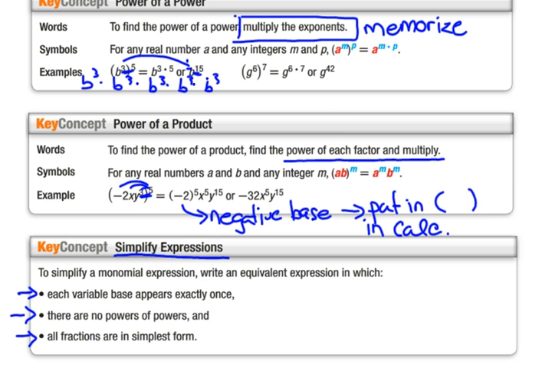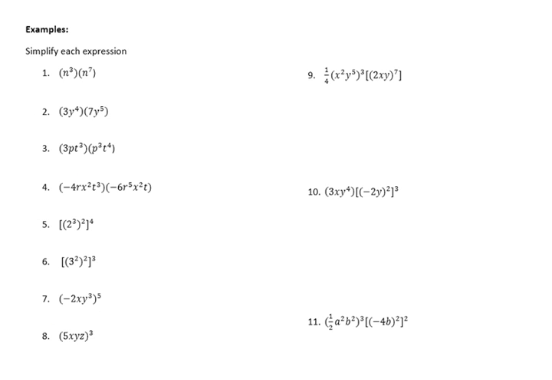All right, so let's go through and see if we can do some of these examples. So simplify each expression. So that means that I have to go through those things. Fractions in lowest terms, no powers of powers, bases are only listed once. So here I have n to the third times n to the seventh. So these are being multiplied together. So I'm going to add their exponents, n to the 10th.